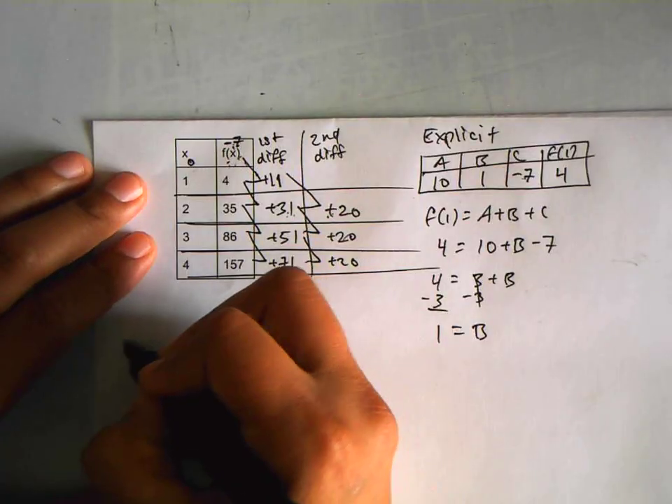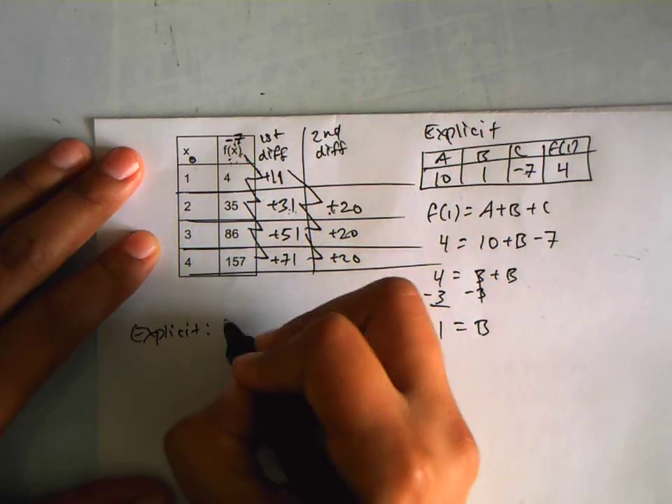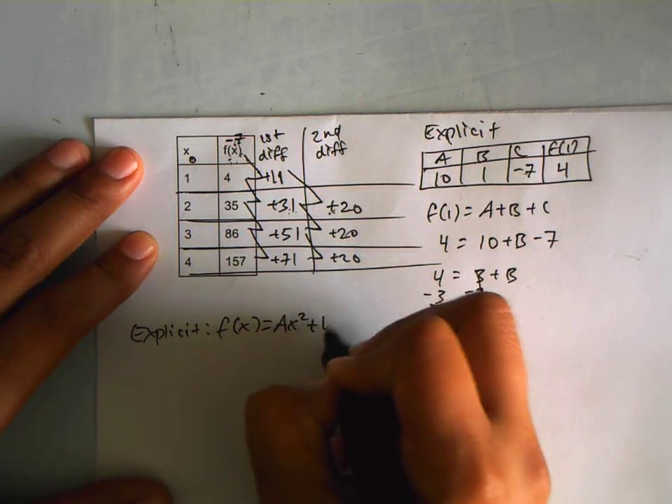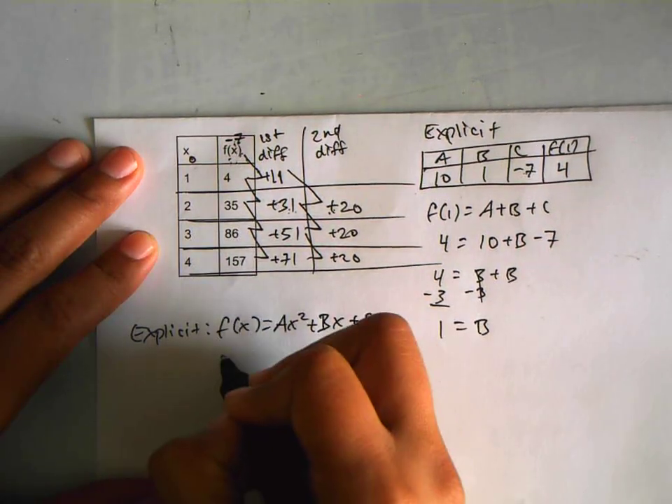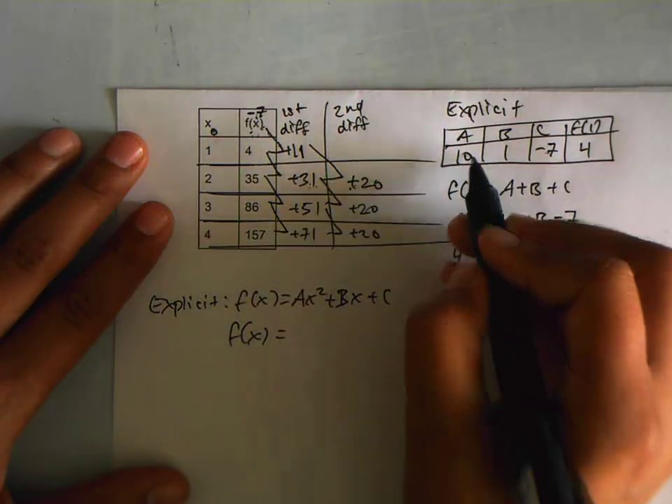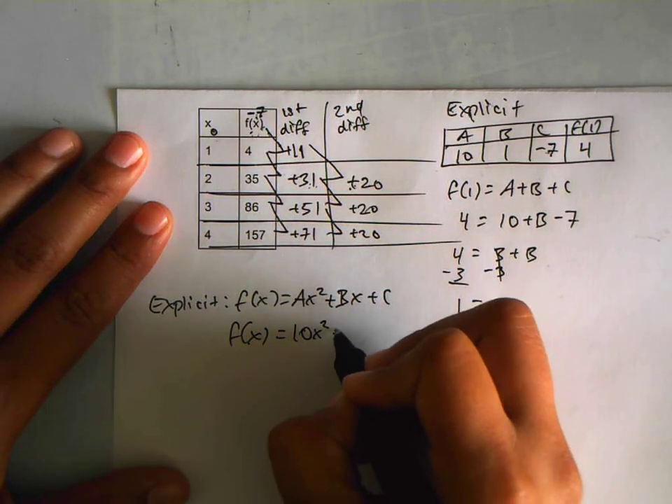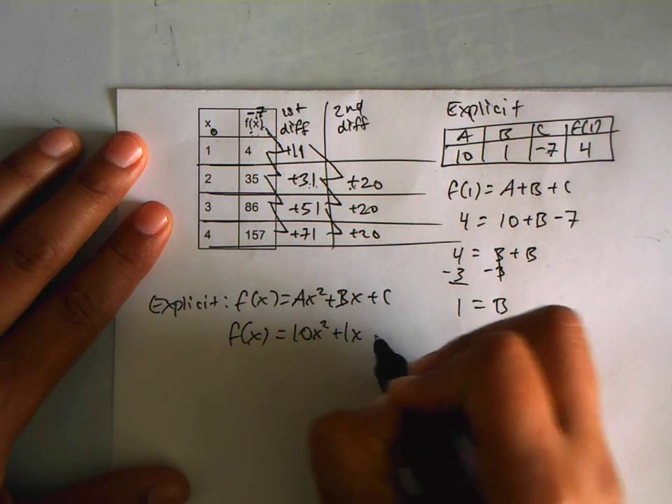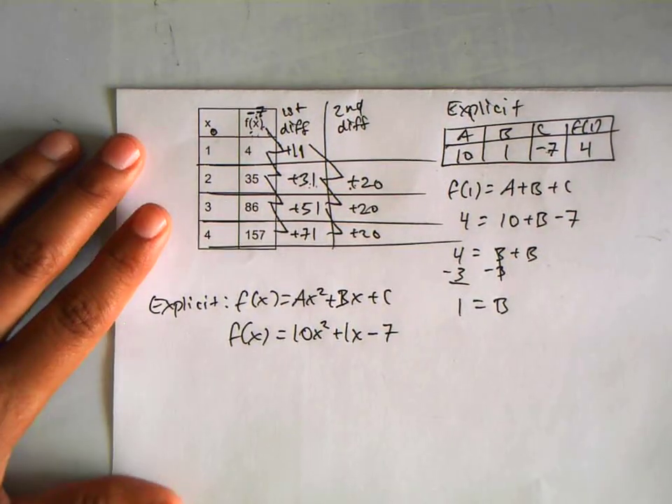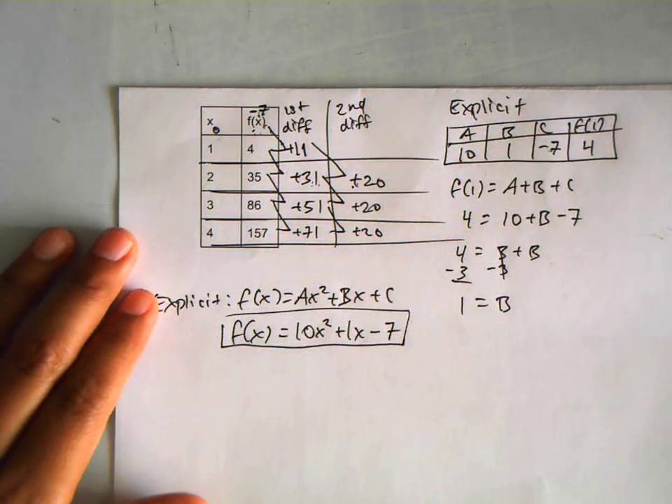Cool. So, the explicit. Start out with the f of x. I'm going to go ahead and write it so I always know what I'm supposed to get to. All right, replace the a with the 10. Bring down my x squared. Plus my 1. Bring down my x. Plus, ooh, it's negative. -7. So hopefully you got this answer. And you get your points, yeah?